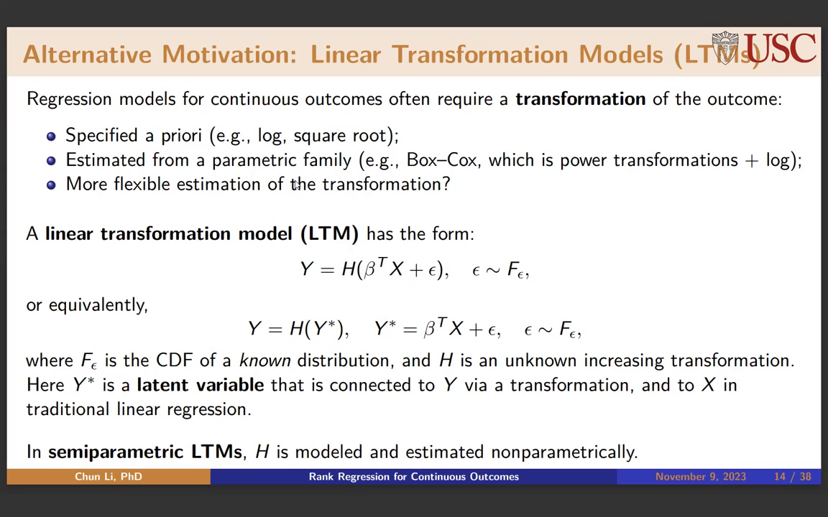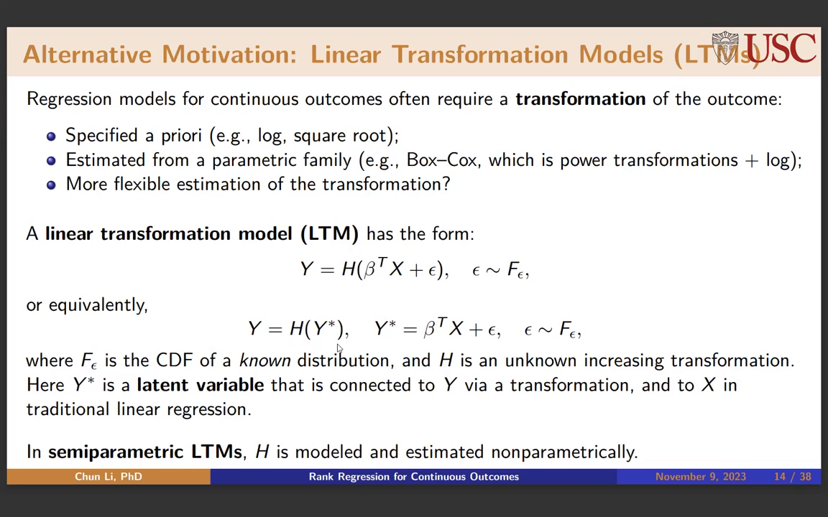So here's the linear transformation model, basically saying that here's the latent variable. The latent variable will behave very nicely and connect with the predictors in a very nice way. And the latent variable connects to the observed variable through a monotonic transformation. It's unknown; all we know is that it's monotonic increasing. This is called the linear transformation model. If you keep H non-parametrically estimated, it is the semiparametric LTM.